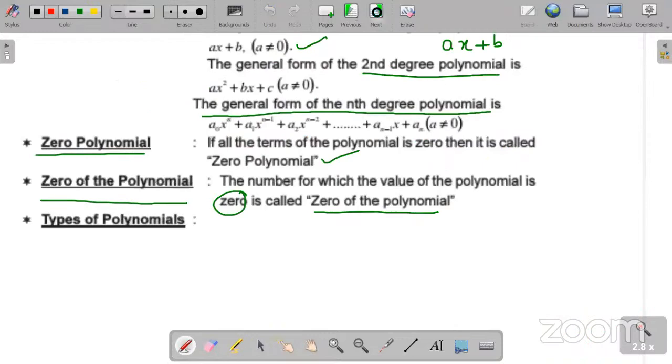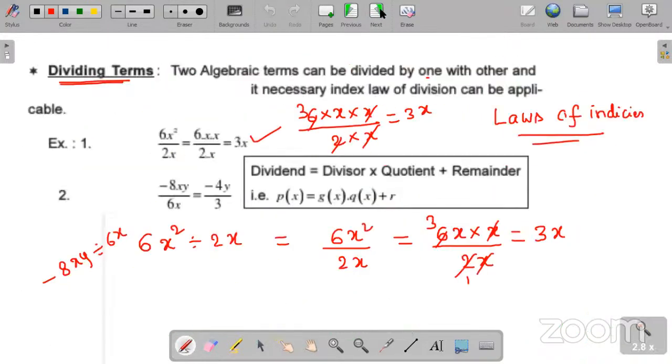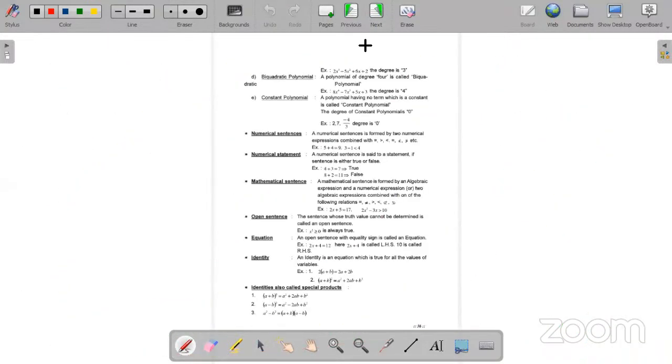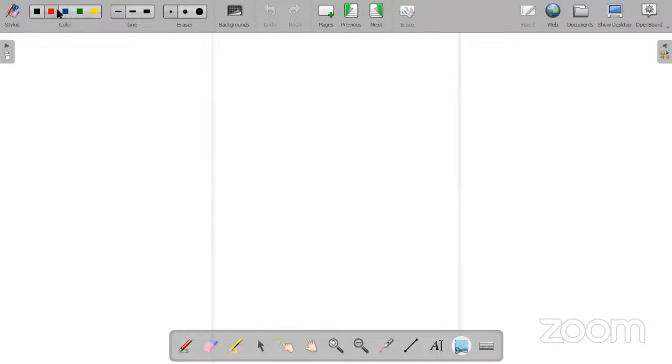Right. Let us move to next concept now. Biquadratic also we have discussed. Next, very, very important. We shall discuss the identities list. Okay, it's very important now. Algebraic identities. Let us discuss identities. These are very, very important.